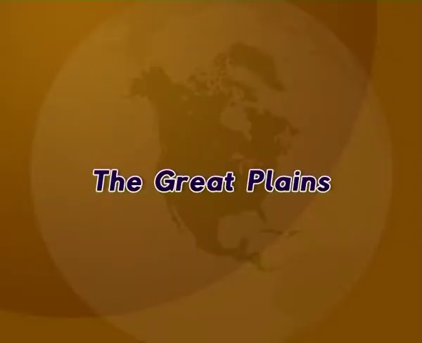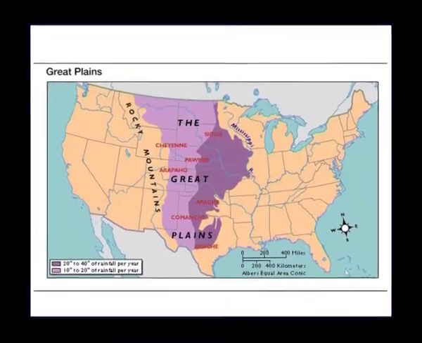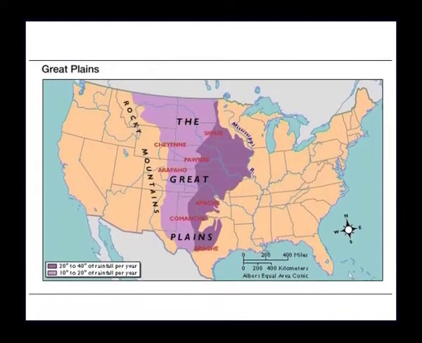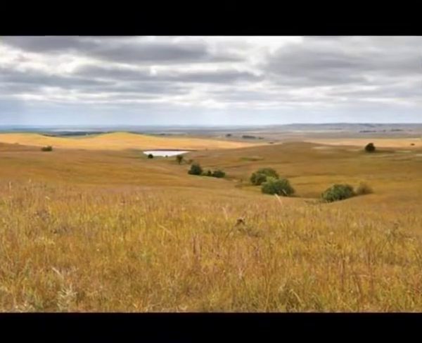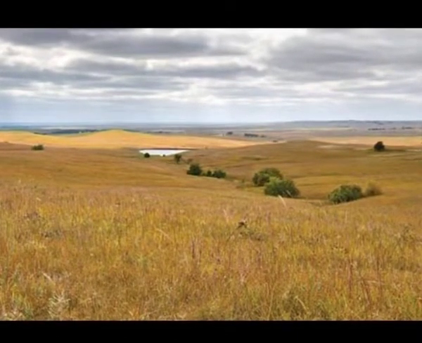The Great Plains. At the very heart of North America, between the Rocky Mountains and east of the Mississippi River, one can find one of the continent's largest regional landforms, the Great Plains. Its most striking feature is its flatness and wide open spaces.